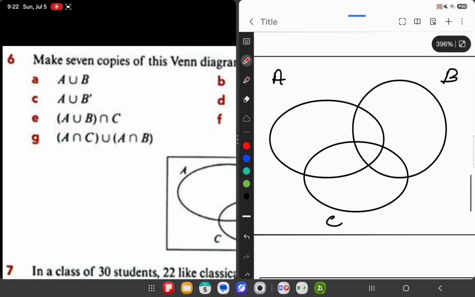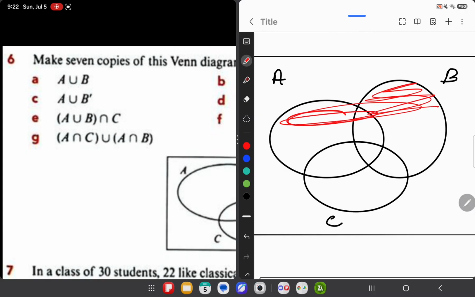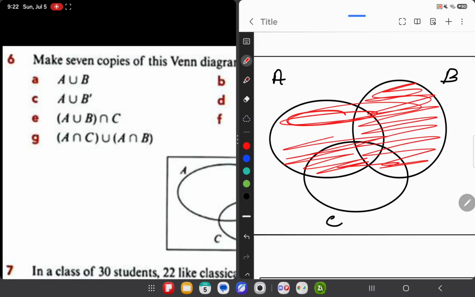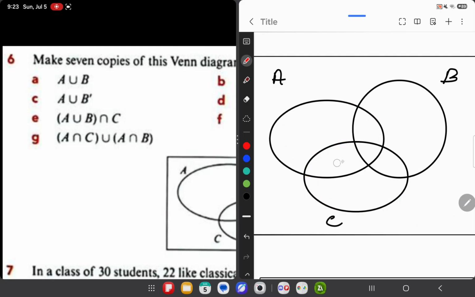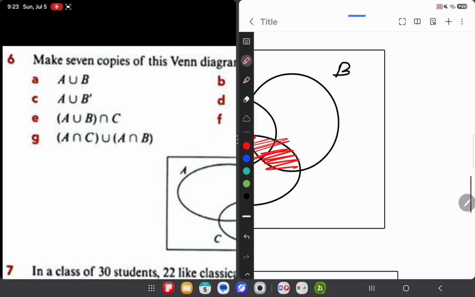B union C. A union B intersection C. So you do A union B intersection C. Now C is like this. C is like this. You see this denser area? It's like a mustache thingy. And that is our intersection. Nice.